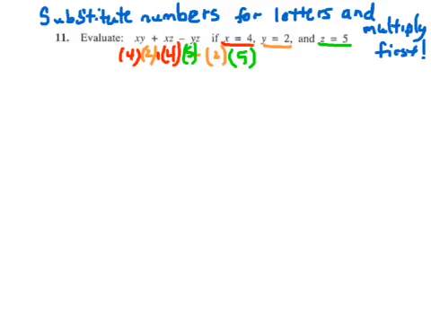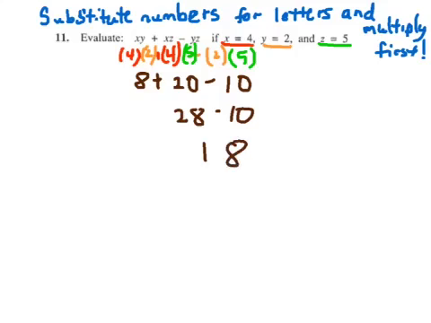Alright, then I'm going to solve it by multiplying first. And 4 times 2 is 8. I'm adding 4 times 5 is 20, and I'm subtracting 2 times 5 is 10. So 8 and 20 is 28 minus 10, and you have the answer, which is 18. So remember, when you do a problem like this, you're substituting numbers for letters, just as it describes, and then remember to multiply first, do the multiplying, and then add or subtract, the order of operations.